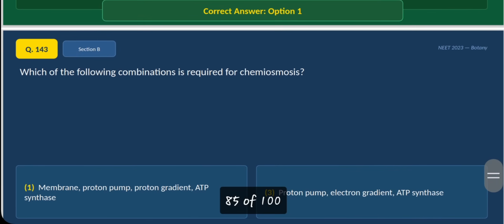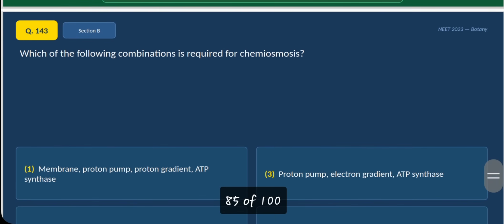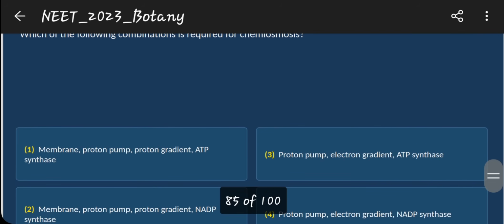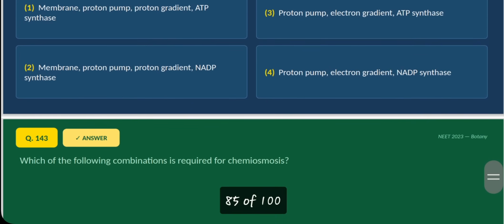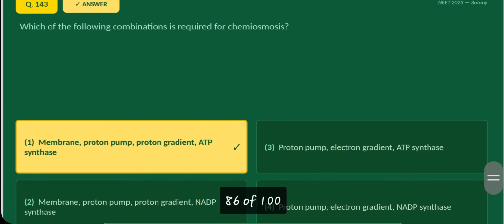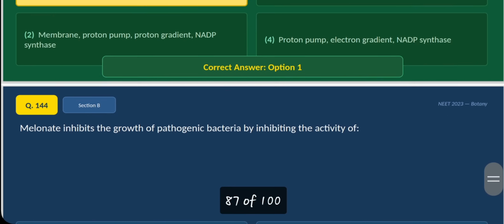Which of the following combinations is required for chemiosmosis? Four components are required: a membrane system, proton gradient, proton pump, and ATP synthase. So the first option is correct. These are the four components required for chemiosmosis to occur: membrane system, proton pump, proton gradient, ATP synthase.